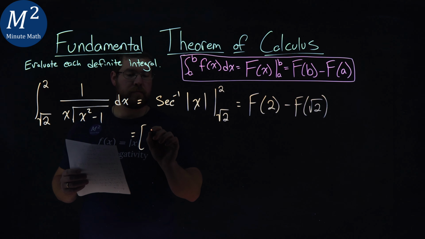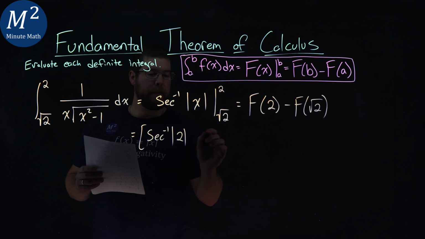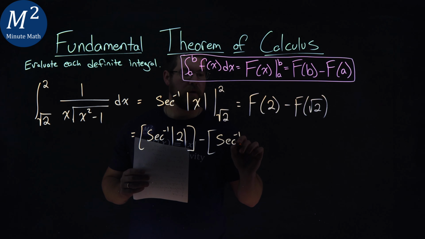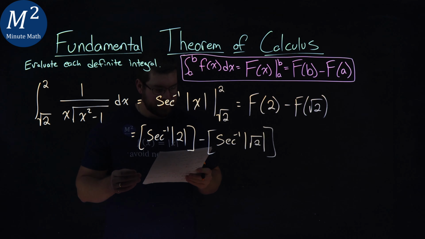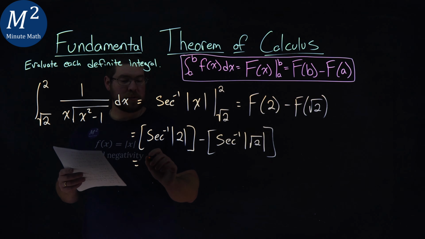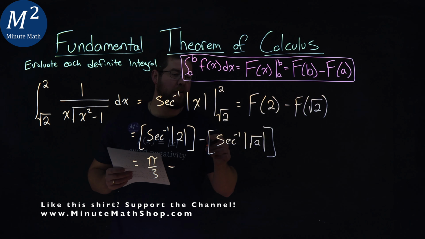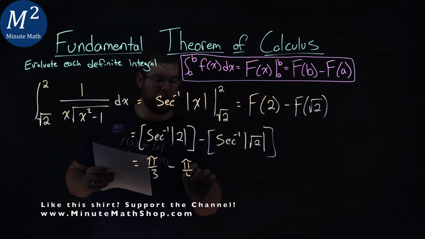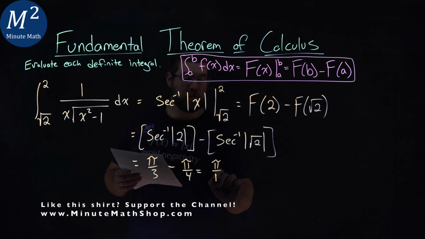Arcsecant of the absolute value of 2, minus arcsecant of the absolute value of the square root of 2, right there. Well, the arcsecant of the absolute value of 2 comes out to be pi/3. The arcsecant of the absolute value of the square root of 2 is pi/4. Pretty easy. Pi/3 minus pi/4 is pi/12.